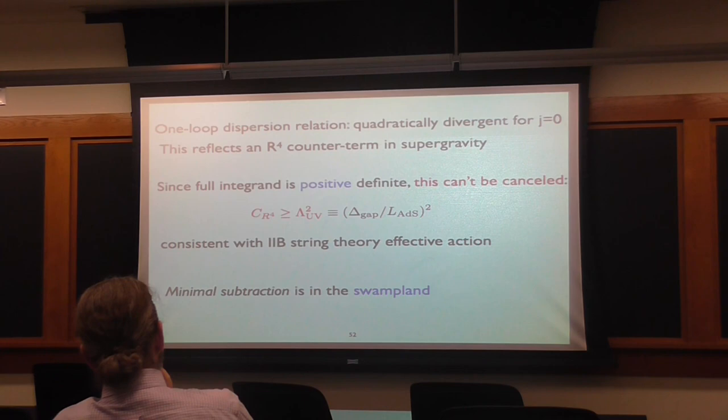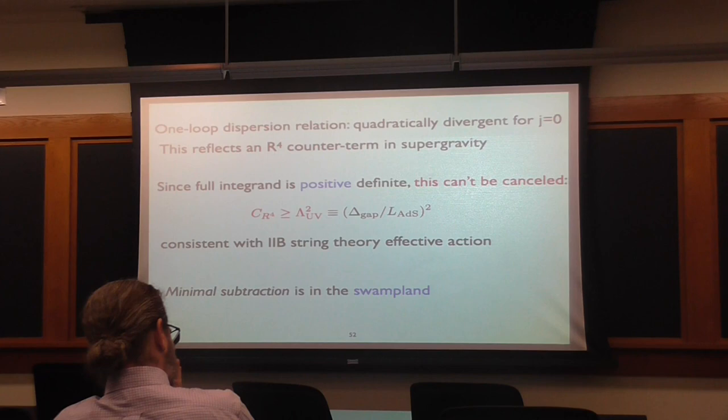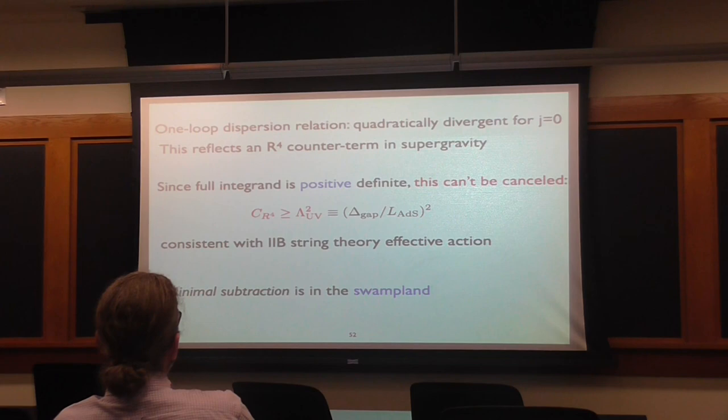One thing I should add: these box integrals in 10 dimensions are really divergent. Supergravity is not renormalizable. You get a quadratic divergence. On the CFT side, we also have a quadratic divergence. It only affects spin zero, because for higher spin it is suppressed. We can match it to an R^4 counterterm. So we get the divergence proportional to an R^4 operator.